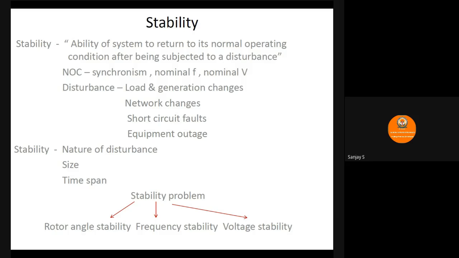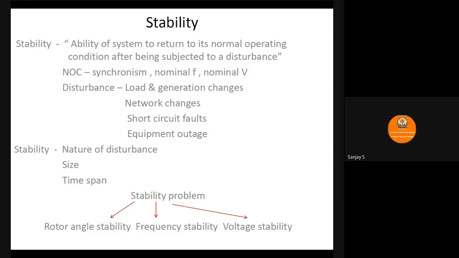Good morning, everybody. Today, let us start the second program in Power System Simulation Laboratory, which is Power Angle Curve for Salient and Non-Salient Pole Synchronous Machine. So first, let us understand the background theory before going into the program.